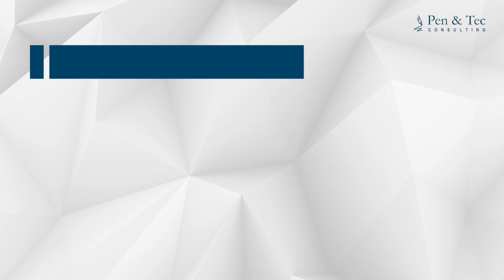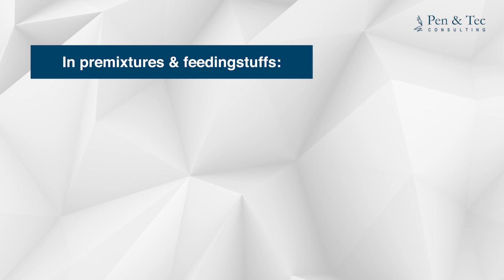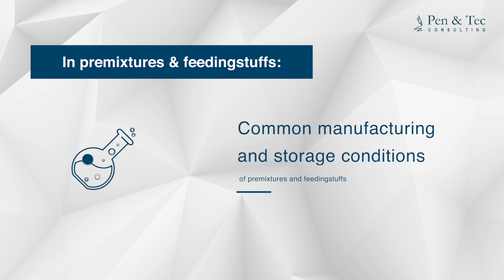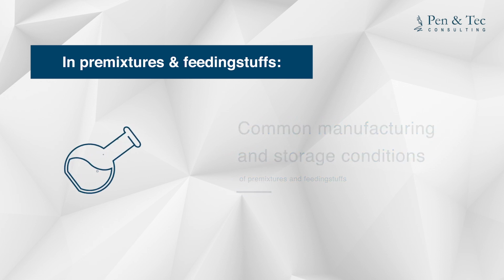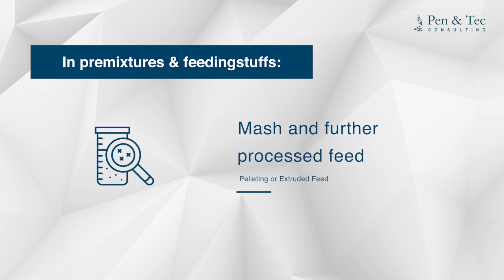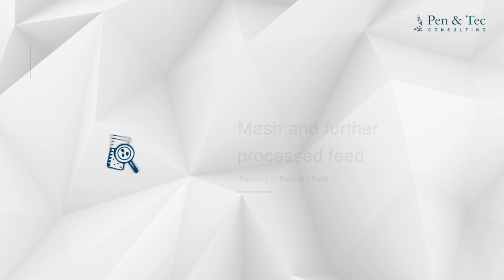For additives used in pre-mixtures and in feeding stuffs, with the exception of flavouring compounds, the stability of each formulation of the additive should be studied under common manufacturing and storage conditions of pre-mixtures and of feeding stuffs. When relevant, stability studies in feeding stuffs should be determined in mash and further processed feed, such as pelleting or extruded feed, and allow the assessment of the influence of processing.